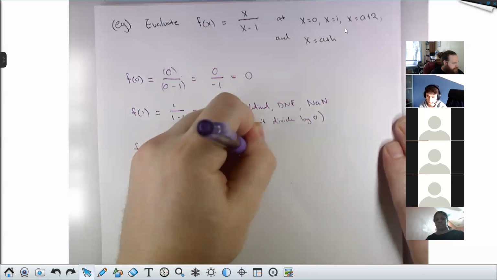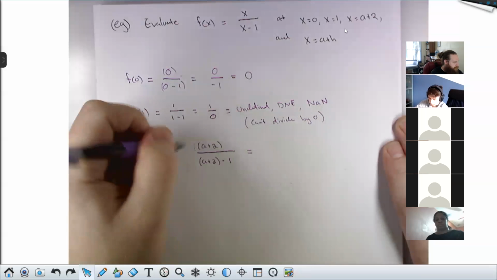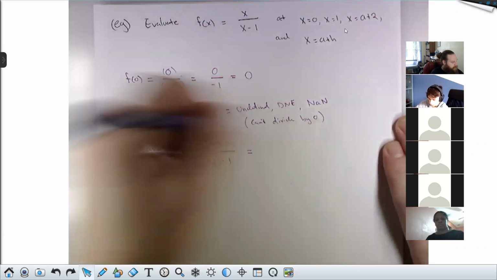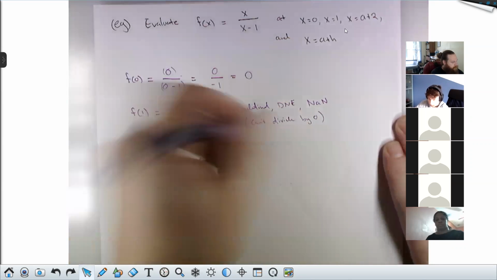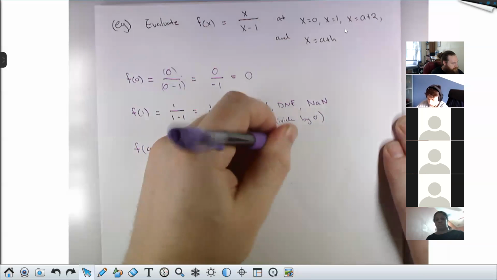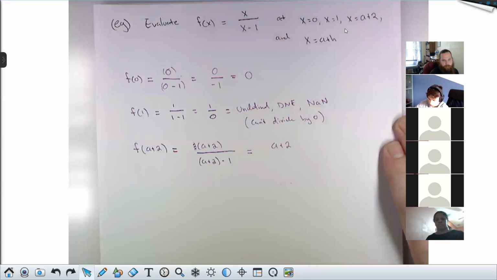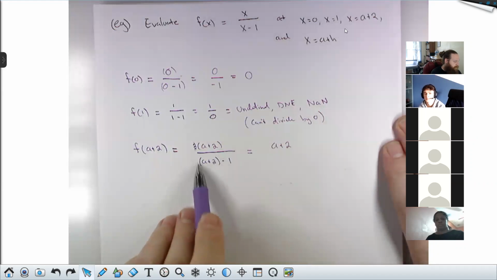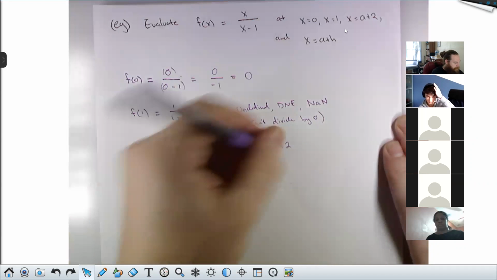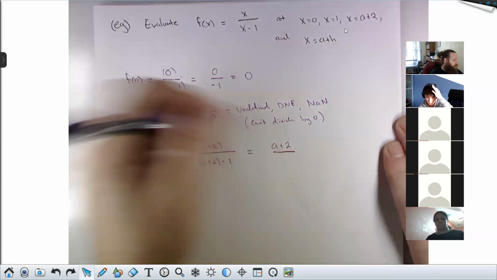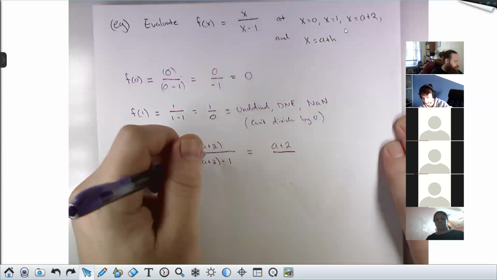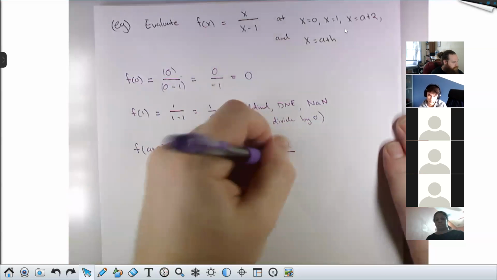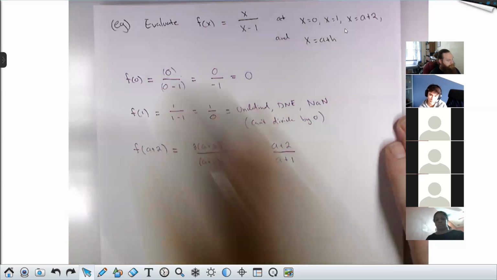Upstairs, parentheses a plus 2. There's nothing multiplying this. There's no power here. So the top is just a plus 2. Downstairs, a plus 2 minus 1. Again, there's nothing I need to distribute. There's no power I need to FOIL. So a plus 2 minus 1 is a plus 1.